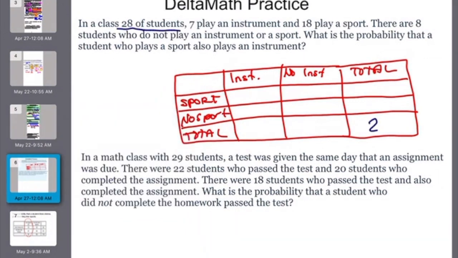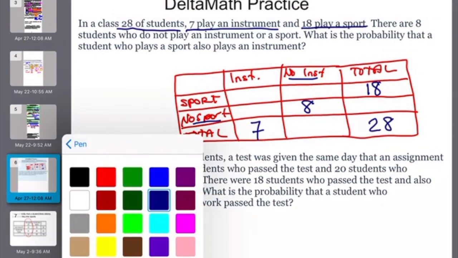So it said that the class is 28 students. That's my total. Then it said 7 play an instrument. So I go to instrument and I go to the total, and that's 7. 18 play a sport. I go to sport and go to the total, and 18. There are 8 students who do not play an instrument or a sport. So 8 who don't do either. So no instrument, no sport. 8 goes here. What is the probability that a student who plays a sport also plays an instrument?